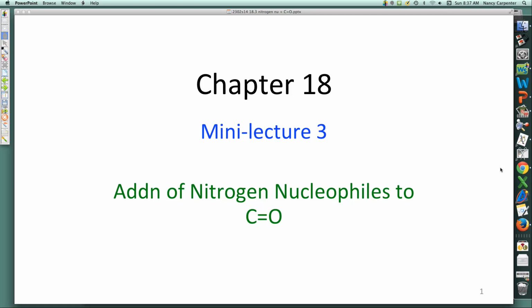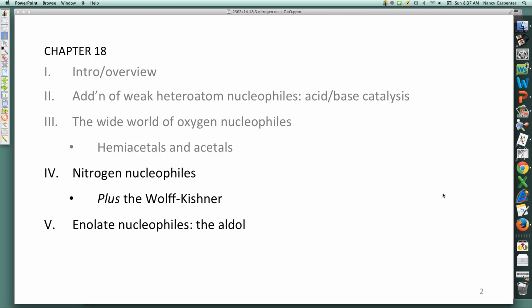Now to nitrogen. What do we know? So far in this chapter, we've learned about the importance of the presence of acids or bases to catalyze the addition of these weak nucleophiles to the polar pi bond. And again, we're focusing primarily on the carbon-oxygen double bond. And in the last mini lecture, we learned about hemiacetals and acetals.